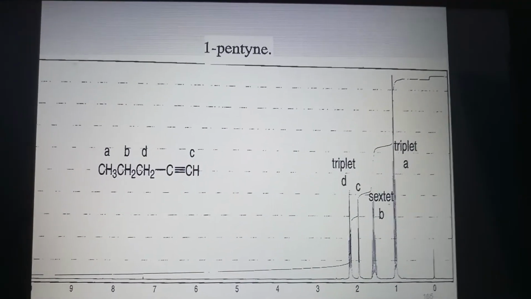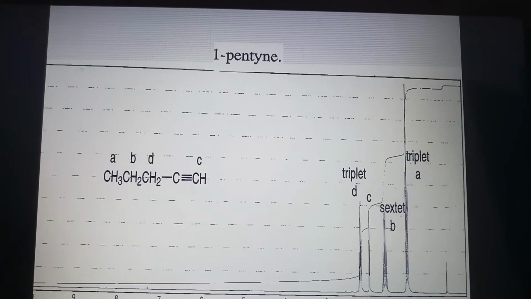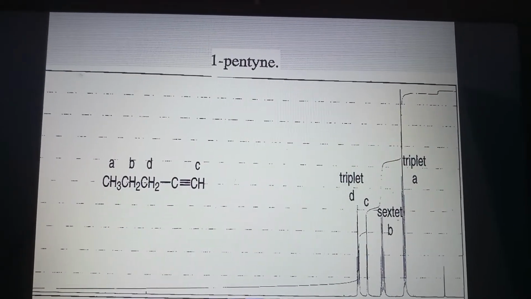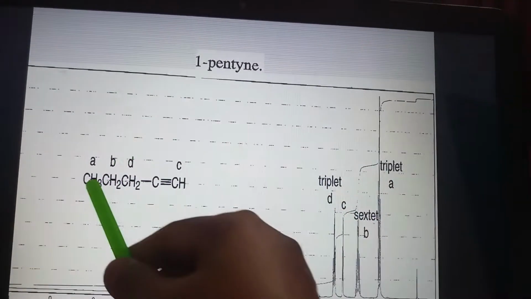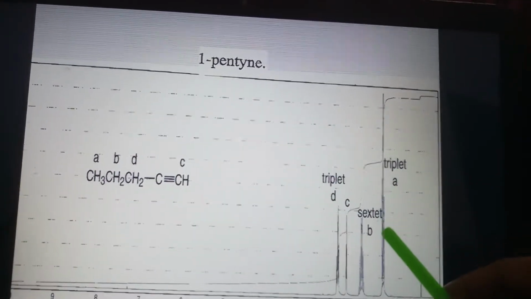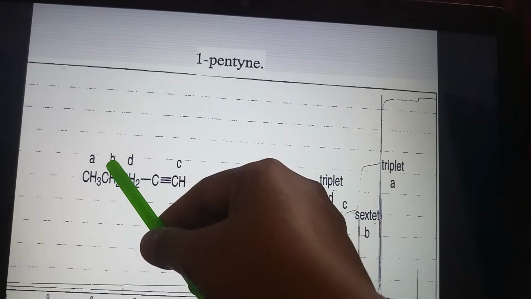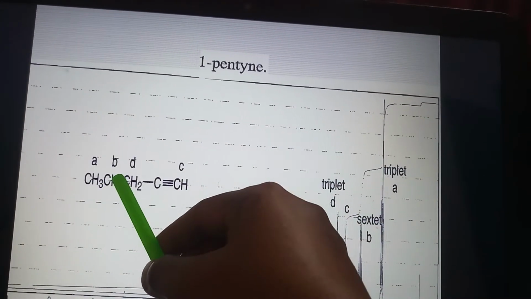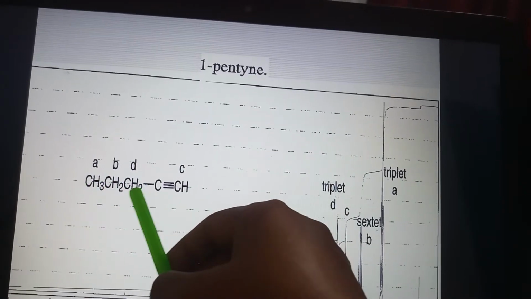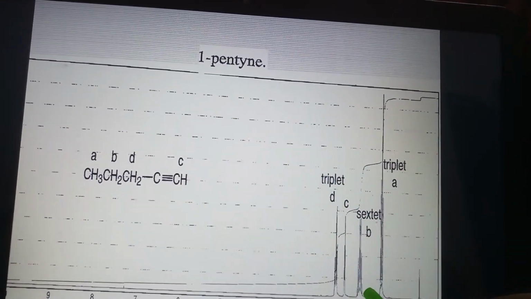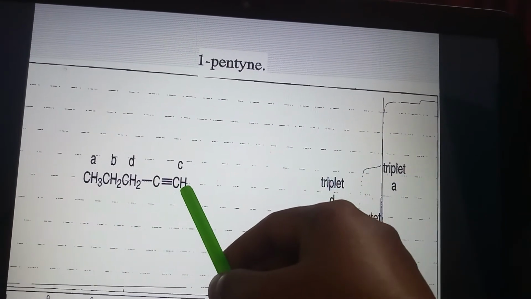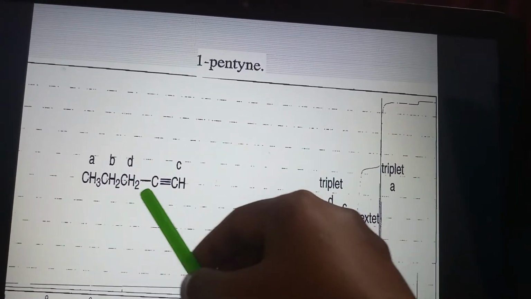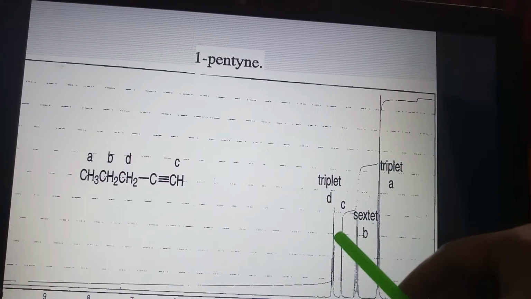One example is 1-pentyne. Here you can see 4 types of proton environments are available. Here is A type, it is a triplet for the 2 neighboring protons, and B, with 3 to 5 neighbors, is a sextet, and this is the C proton here, and the D proton is a triplet here.